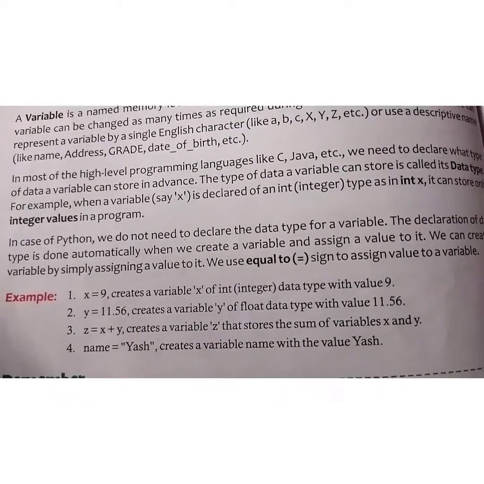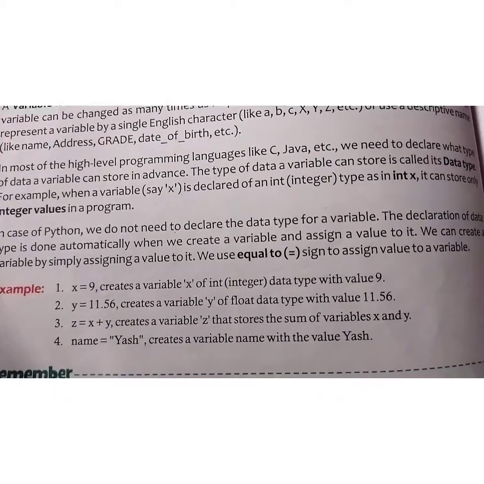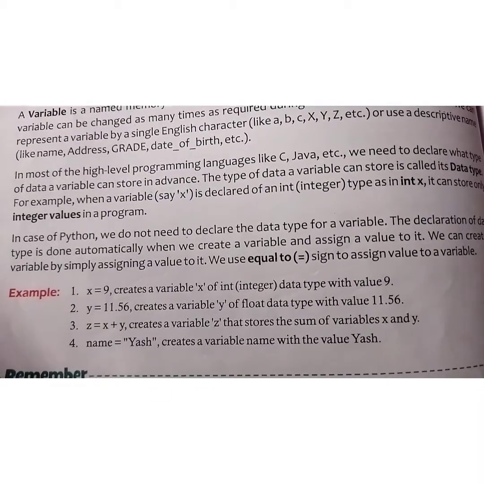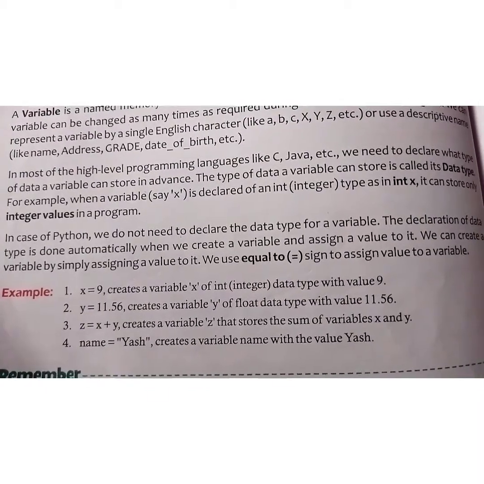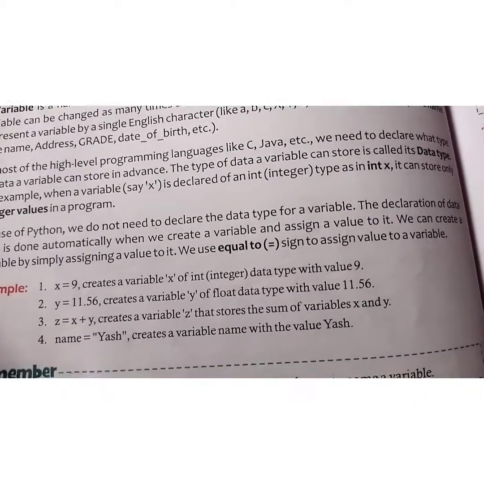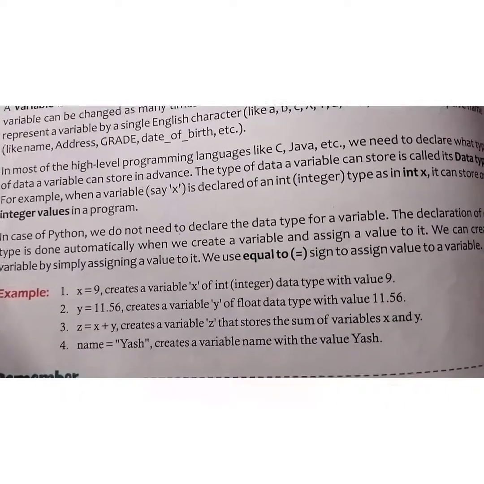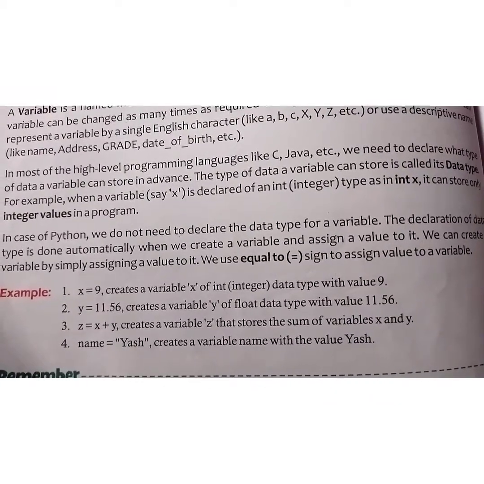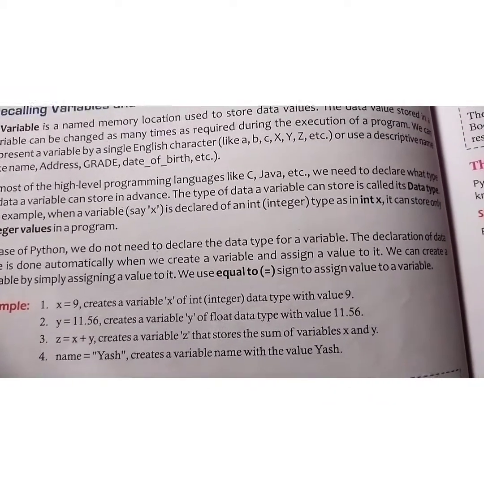So in the case of Python, we do not need to declare the data type for a variable. The declaration of data type is done automatically when we create a variable and assign a value to it. So we can create a variable by simply assigning a value to it. We use the equal to sign to assign a value to a variable.